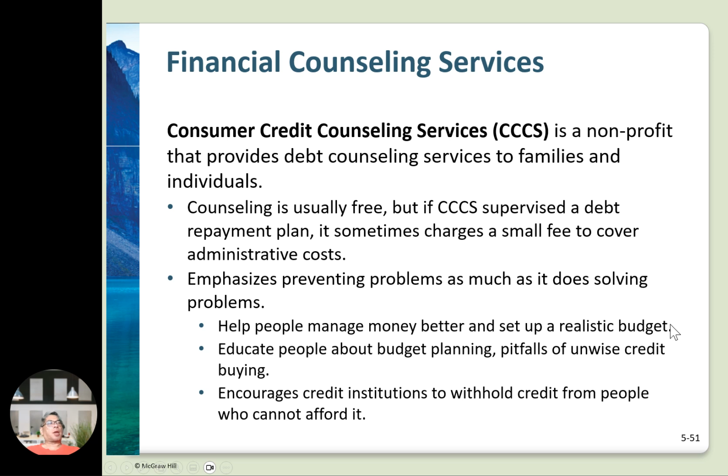Help people manage their money better and set up a realistic budget. Do not do impulse buying. This is the most common problem with the average Joe and Jane: impulse buying. Educate people about budget planning, pitfalls, and unwise credit buying, and encourage credit institutions to withhold credit from people who cannot afford it.